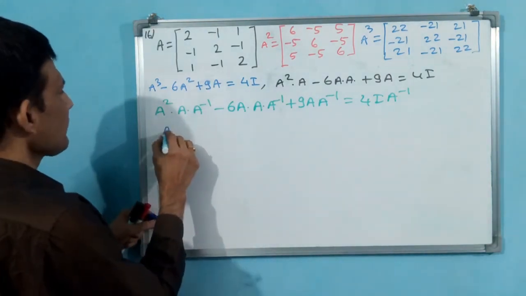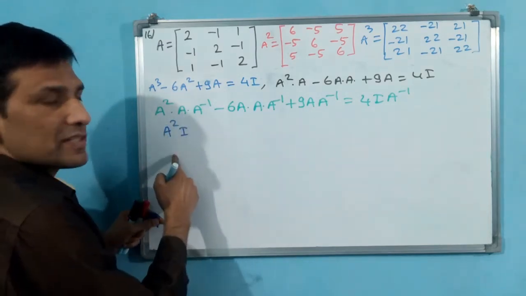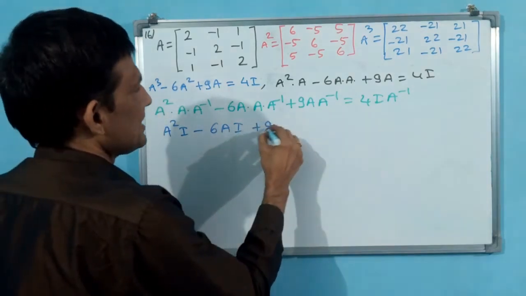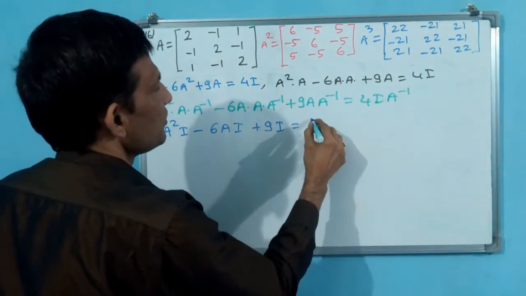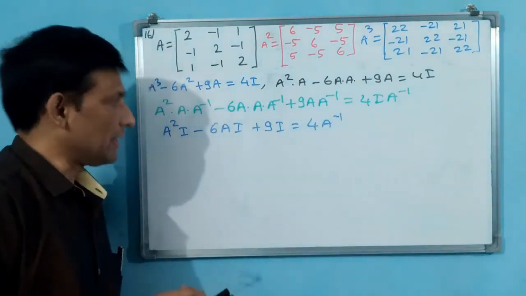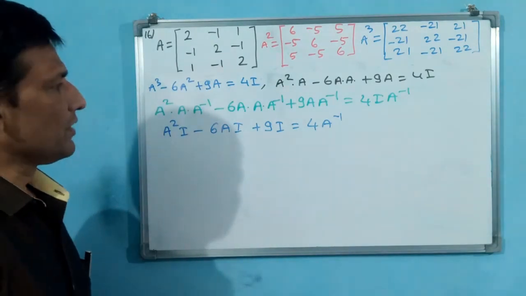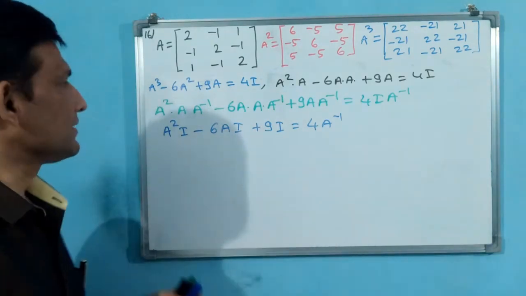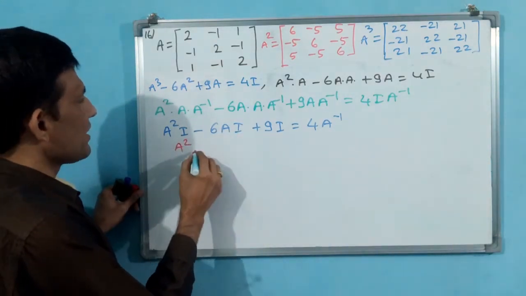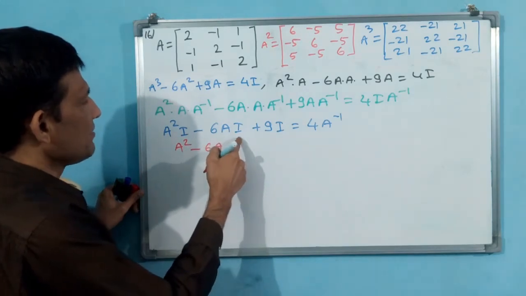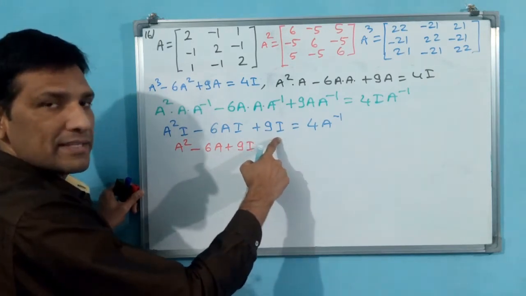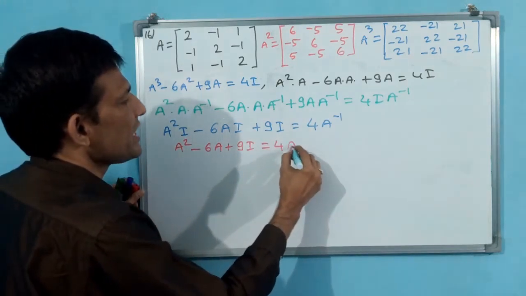Okay. A square into I, why? Because A into A inverse is I. Minus 6A into I plus 9I is equal to 4. I into A inverse is A inverse. This we know very well. I into another matrix is that matrix. Here also, I into A means A, I into A square means A square. A square minus 6A, plus 9A, here I is not going to disappear, because only I is there. That is equal to 4A inverse.